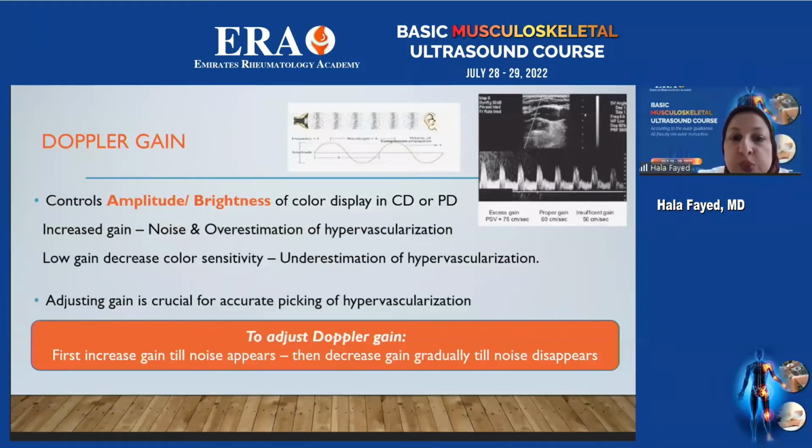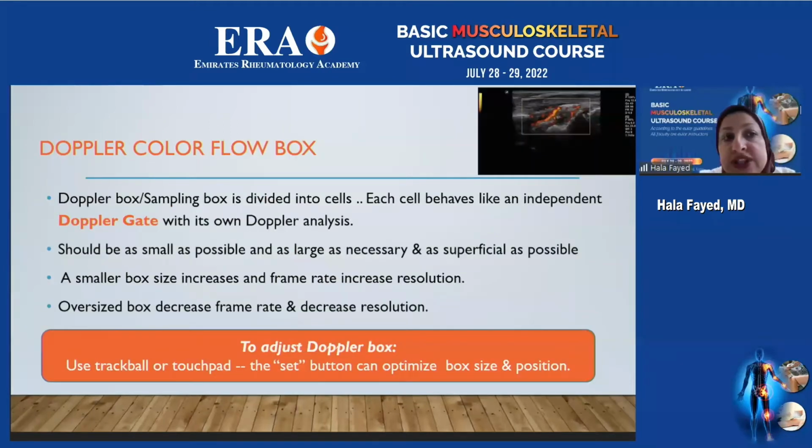And opposite to what we said in the PRF, here we adjust the Doppler gain first by setting the gain as high as the noise appears, then we decrease it gradually till the noise disappears. Very important is to adjust the Doppler color flow box. Once you open the Doppler, this box will come up. You have to adjust it to put it as superficial as possible, and to make the size of it as small as possible and appropriate to what you're examining.